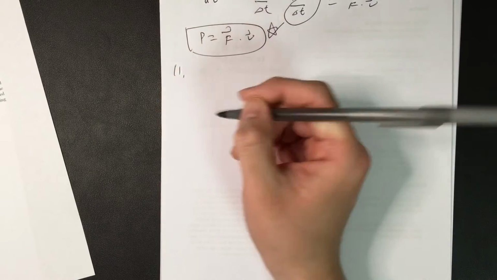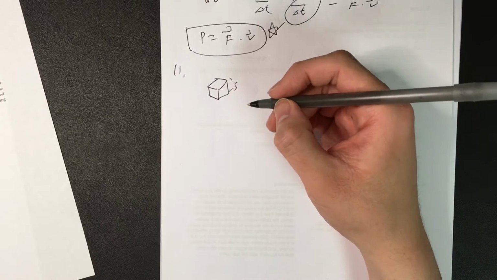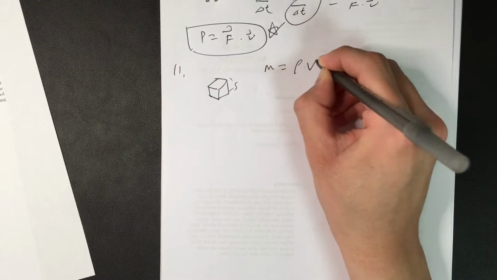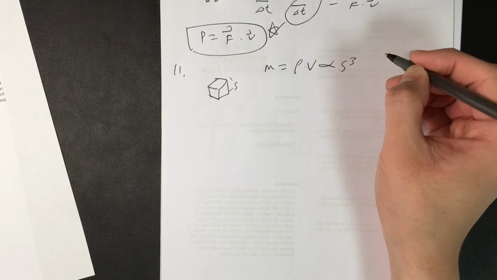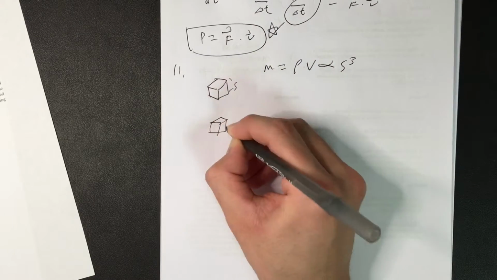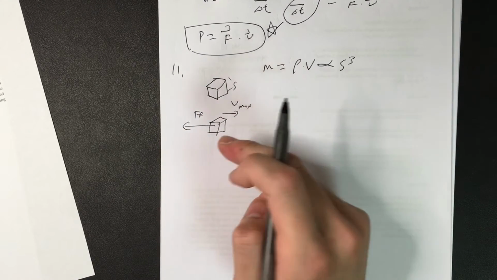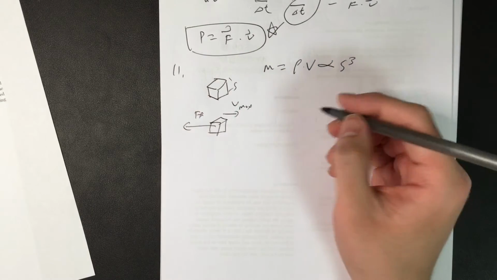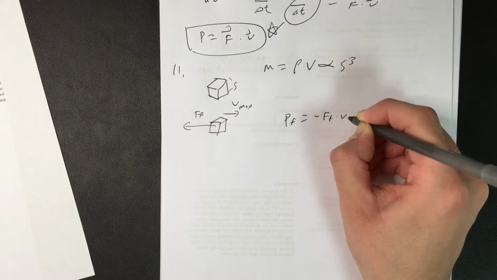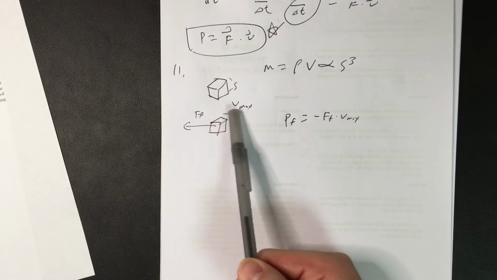Now looking at question number 11, it says a car that looks like a cube has size of S, and this has a uniform mass density. So therefore, mass equals density times volume, which is proportional to S cubed. And when this travels at the speed v max, there's going to be a force of friction that opposes this vehicle. And the power of this frictional force equals negative force of friction times velocity. This is because the dot product between the force and velocity is negative since they are opposing each other.